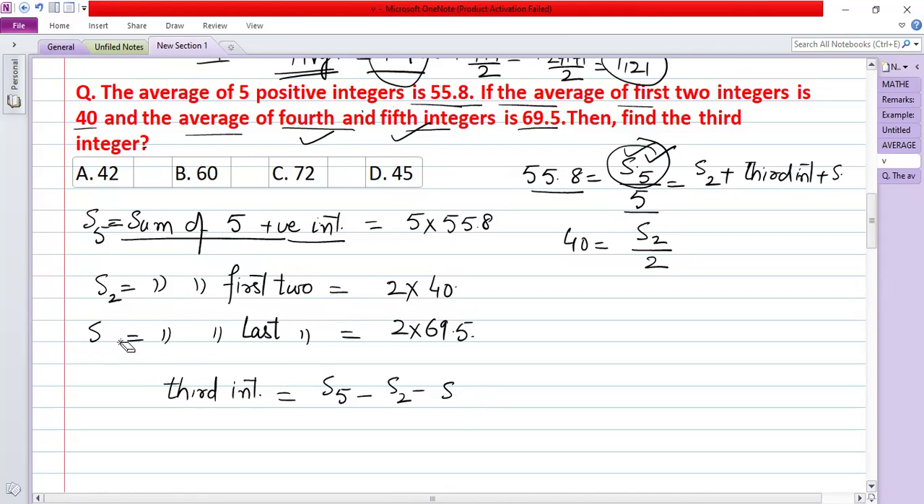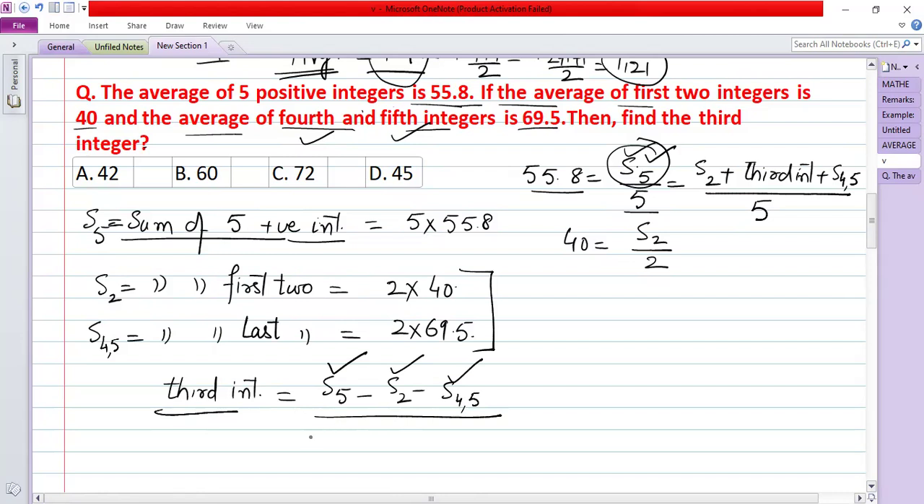So 4, 5, 4 and 5. So even here 4, 5. Okay, and divide by this 5. So here the third integer will be the total sum minus these two sums. Okay. So these further we can calculate.